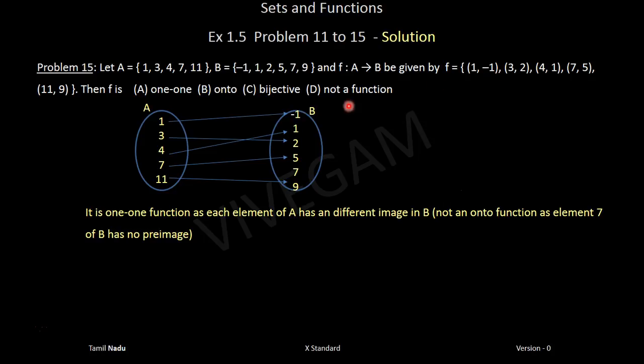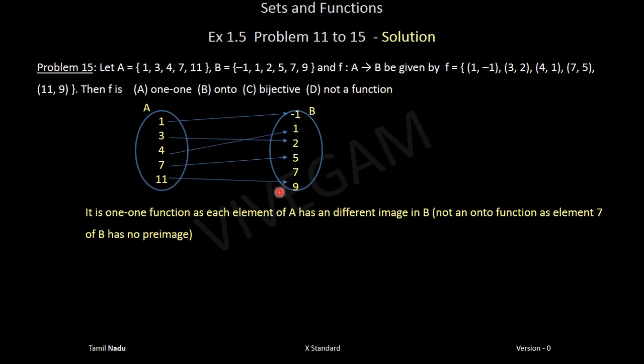So 1 is mapped to -1. And 3 is mapped to 2. And 4 is mapped to 1. Like that you draw the arrow diagram. If you look at it, every element of set A has got an image and you have a different image. No two images are there for one element. Every element has got only one image, right? 3 has got 2, 4 has got 1, 7 has got 5 and 11 has got 9. So every element of A has only one image and in such a case it's a one-to-one function.